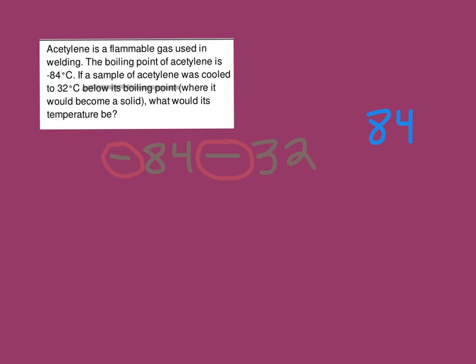So I have 84 plus 32. And remember, they're both negative, so before I go any further, I'm just going to put my negative sign there so I don't lose it. 4 plus 2 is 6. 8 plus 3 is 11. So our answer here is a negative 116 degrees centigrade.